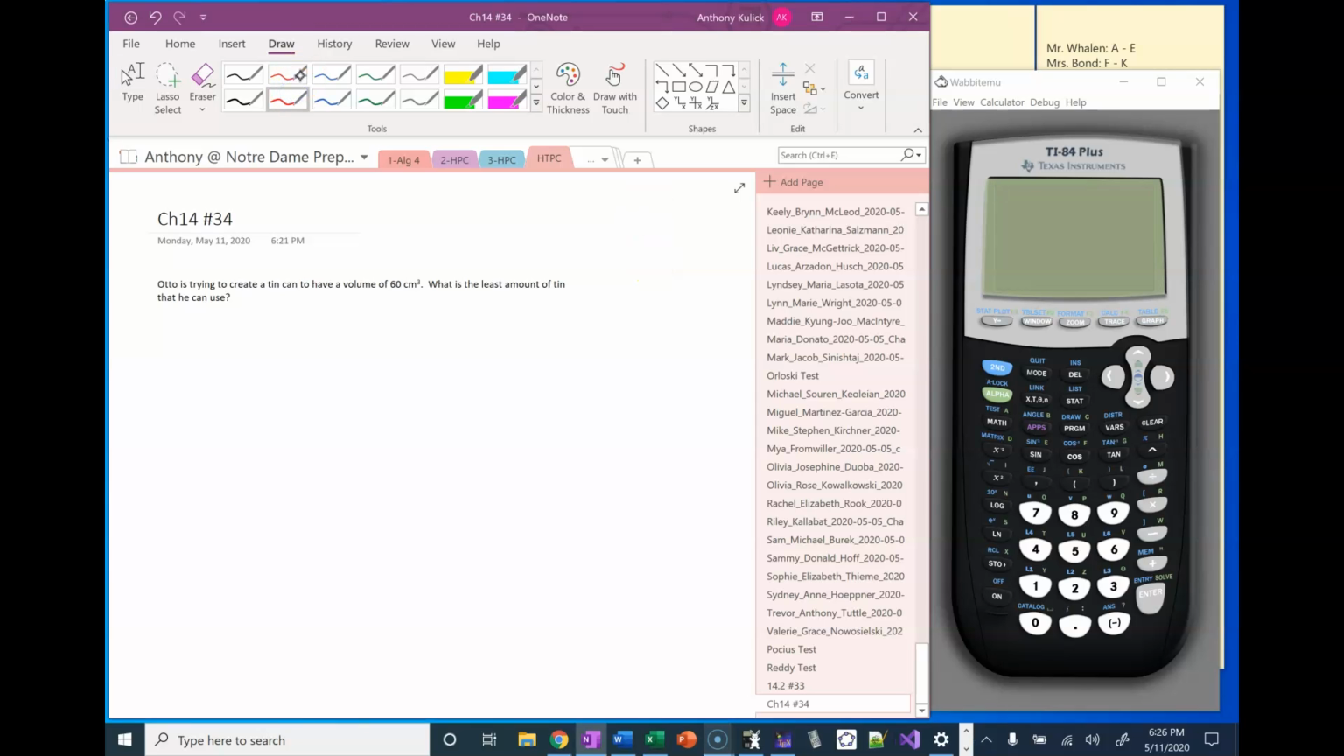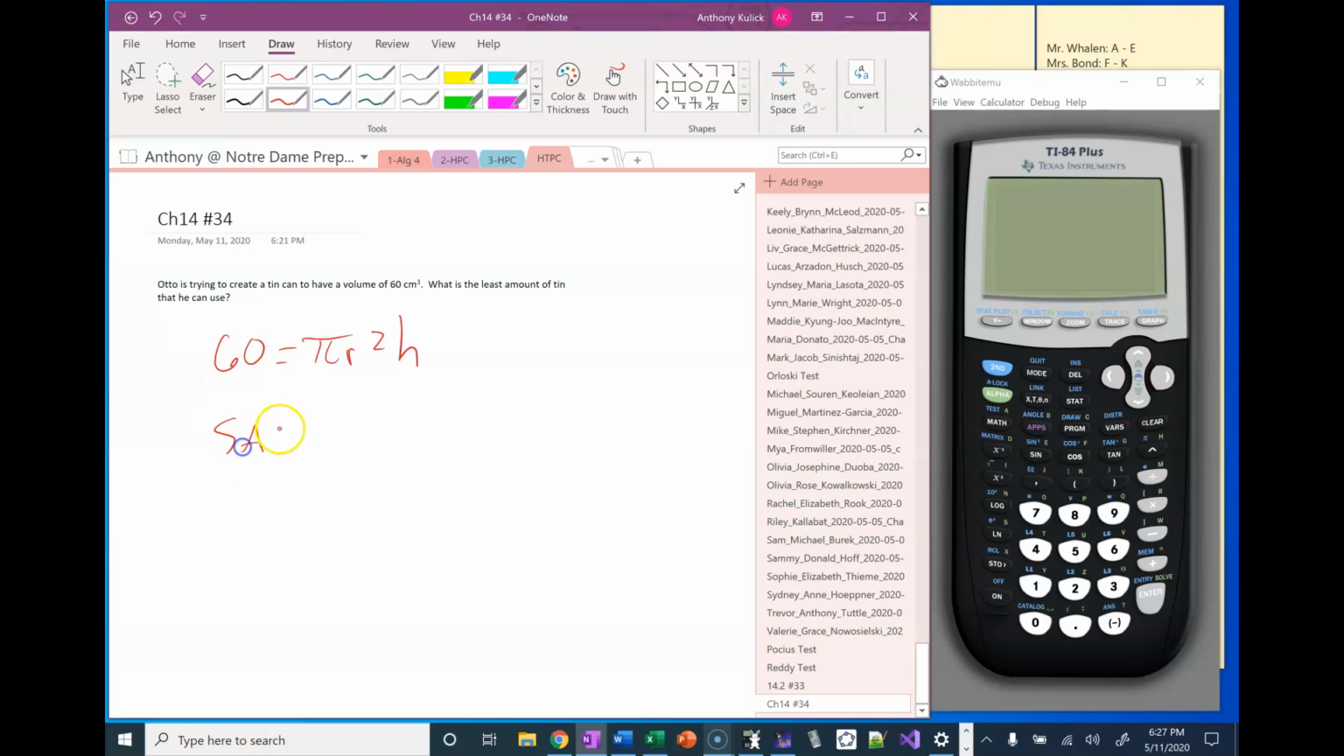So we are looking at chapter 14, number 32. It says Otto is trying to create a tin can that can have a volume of 60 cubic centimeters. So the volume for a cylinder, which is the shape a tin can has, is pi r squared h. And we know that the volume there has to be 60.